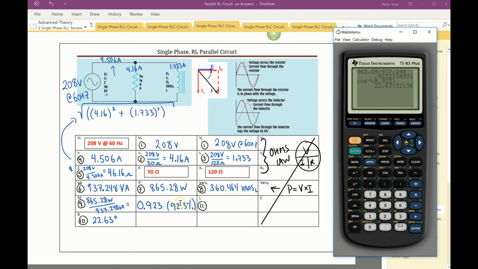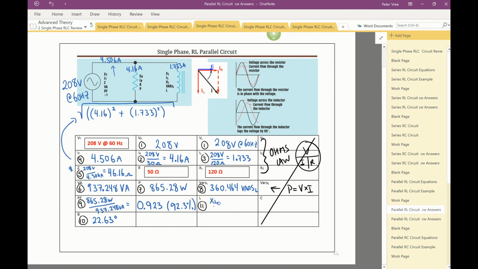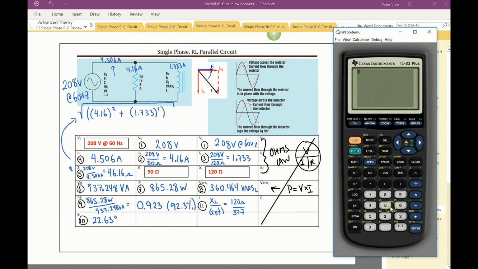And then last step, step 11 right here, we said that L is equal to XL divided by 2 times pi times frequency. So I'm going to do the 120 ohms and divide it by 377. Why am I dividing by 377? Well, if we take our calculator and go 2 times pi, second function pi, times 60, that gives me a value that's basically 377, 376.99. So anytime we're using 60 hertz, you can just divide your XL by 377.